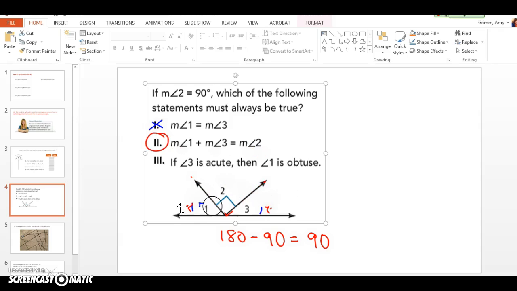All right, let's check the last one. Okay, the last one. If angle 3 is acute, then angle 1 has to be obtuse.